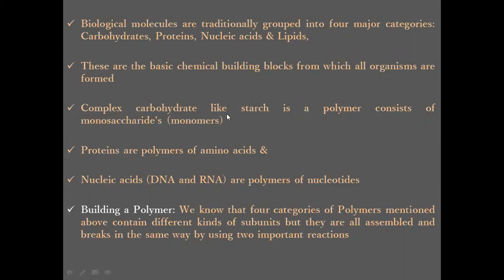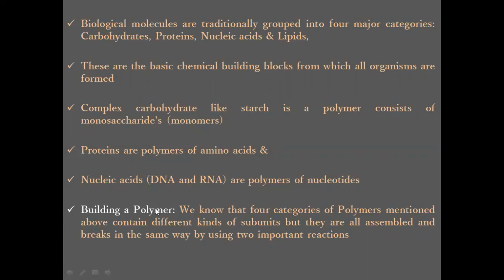Complex carbohydrates like starch are polymers that consist of monosaccharides as monomers. So the carbohydrate is a polymer. For example, in carbohydrates, starch is a polymer and it consists of monomers called monosaccharides. Monosaccharides are the basic or smallest unit of carbohydrate from which a polymer like starch is made. Proteins are the polymers of amino acids, and nucleic acids, DNA and RNA, are the polymers of nucleotides. So these are all polymers which have specific monomers.